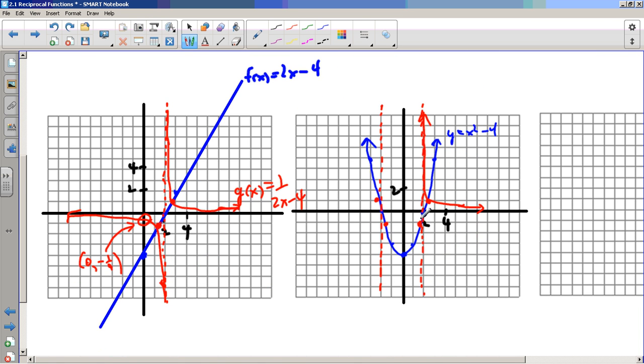The blue one is getting close to 0. The red one's getting far from 0. So blue one's getting close to 0. Red one's getting far from 0. Now, not up here, because remember, both of them have the same sign. Where blue is negative, red is negative. So this is going to actually go down this way through this point.